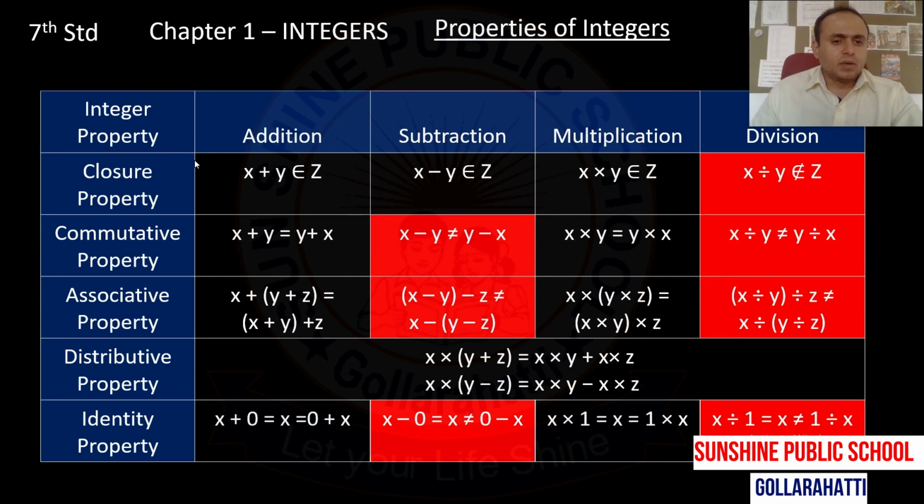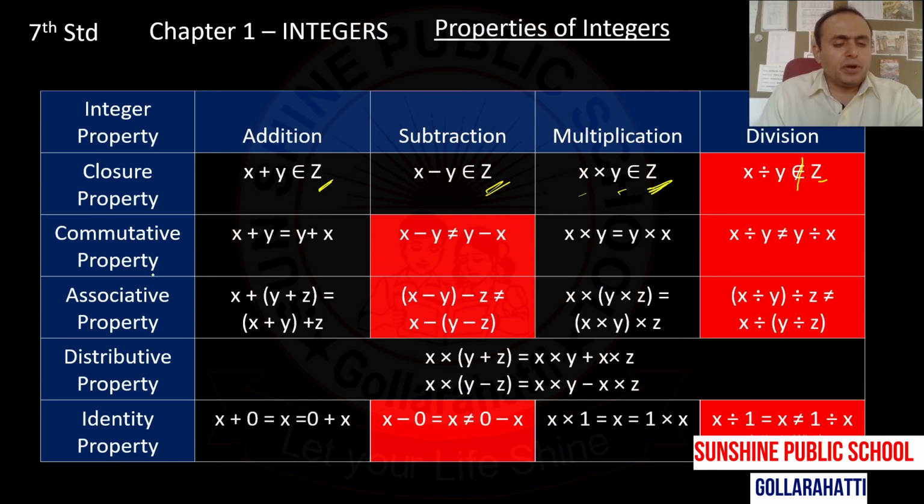Here we have a table. By looking at this table you can easily identify which property is satisfied under which operation. First, the closure property is satisfied under addition, subtraction and multiplication, but not in division. If you add any two integers, the sum will also be an integer. If you subtract any two integers, the difference will also be an integer. If you multiply any two integers, the product will also be an integer. And at last, in division, when taking any two integers and dividing, the quotient may or may not be an integer. Sometimes it is an integer, sometimes it is not. That is why it doesn't satisfy under division.